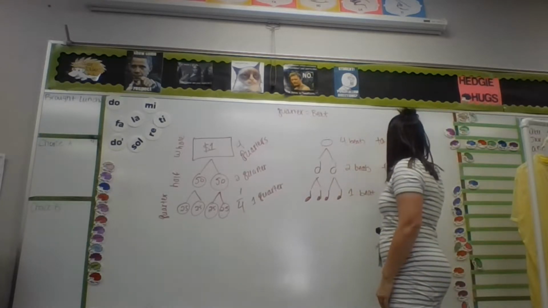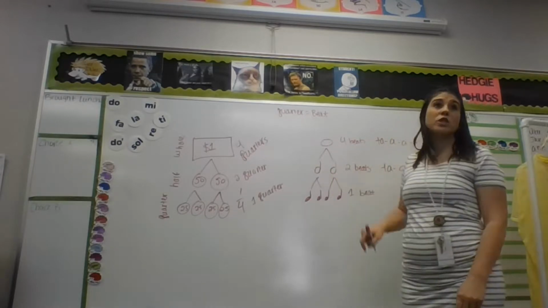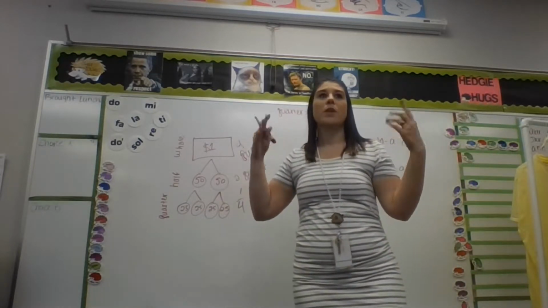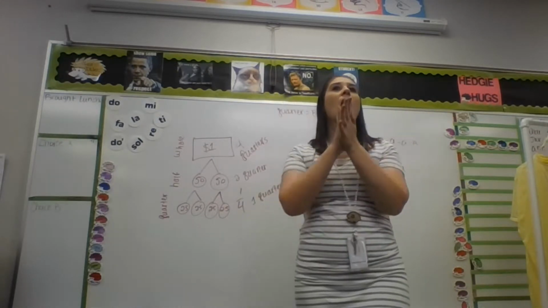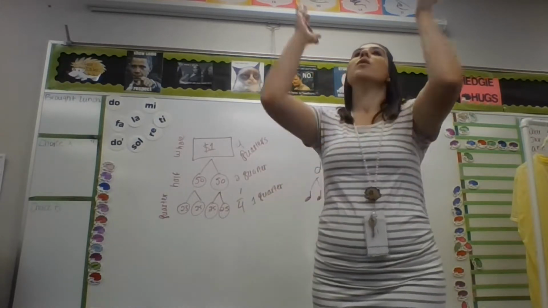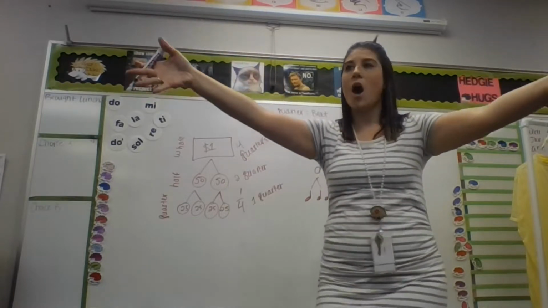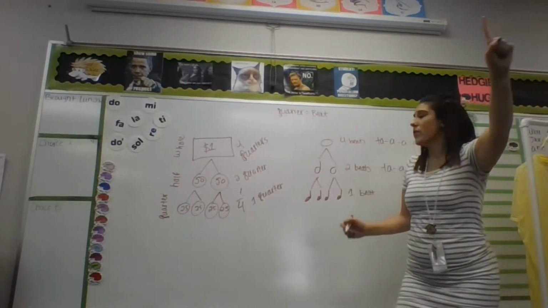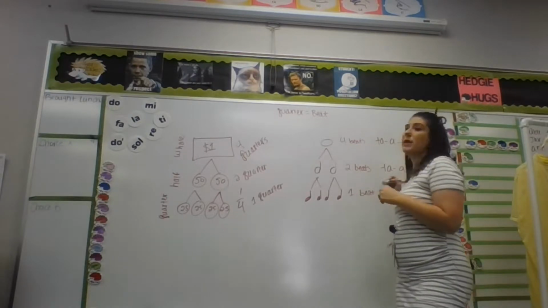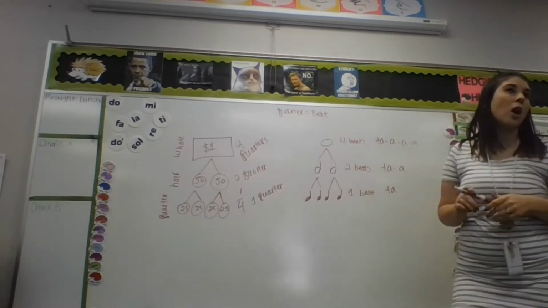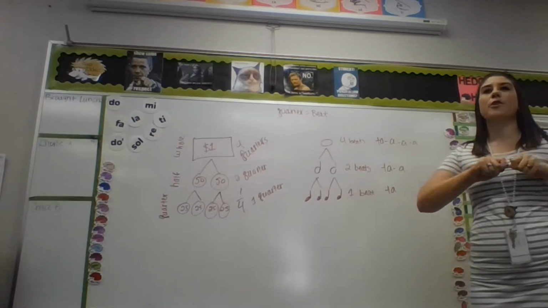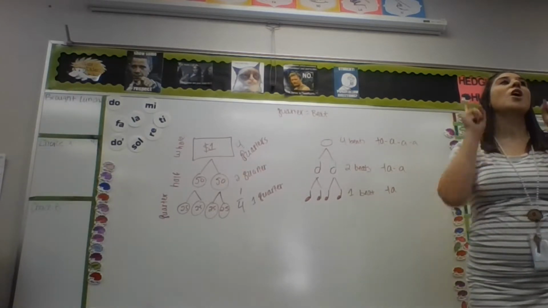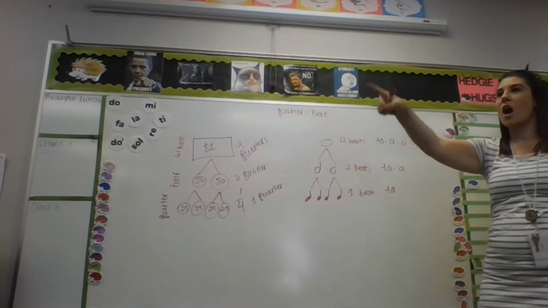Very good. Our half notes have 2 beats each, so they each get 2 sounds. Ta, ah. Now we have 2 of them, so we're going to have 2 ta, ahs. My turn. Ta, ta. Your turn, go. Ta, ta. Very good. Quarter notes get 1 beat, so they get 1 sound. It's just a plain old ta. So we have 4 of them. My turn. Ta, ta, ta, ta. Ready? Go. Ta, ta, ta, ta.